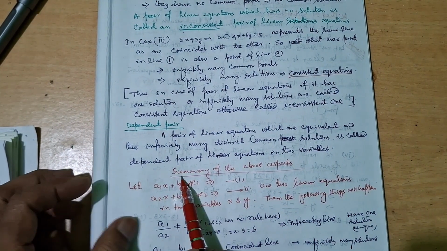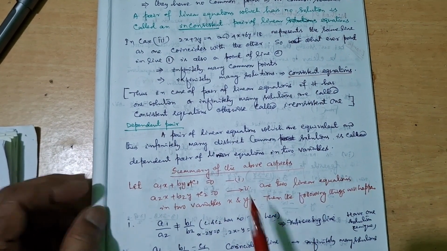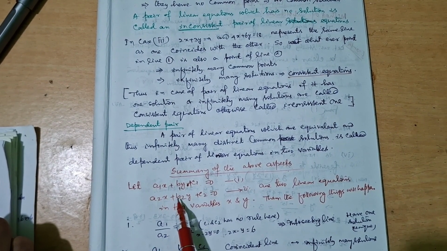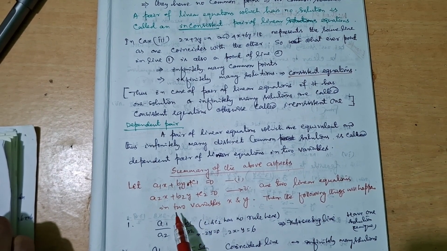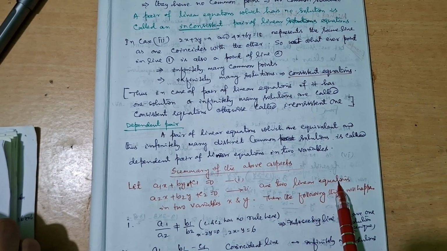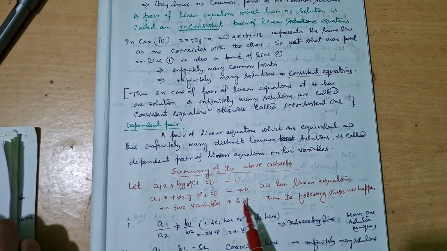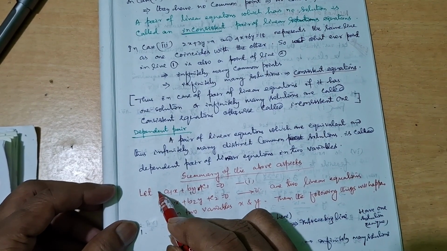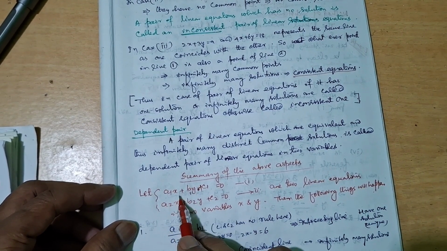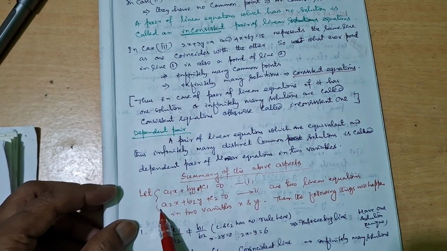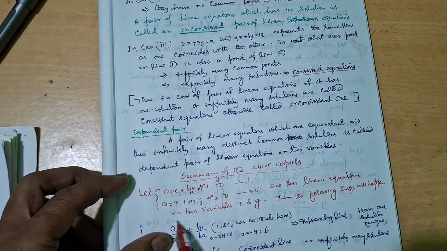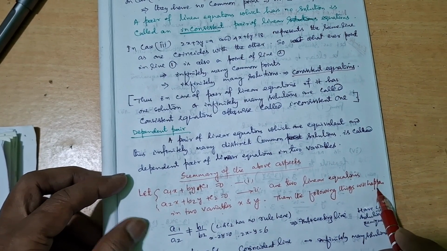Graphical method of solution and consistency: summary of the above aspects. What is the summary? a1x plus b1y plus c1 is equal to 0 and a2x plus b2y plus c2 is equal to 0 are two linear equations in two variables x and y. Then the following things will happen.